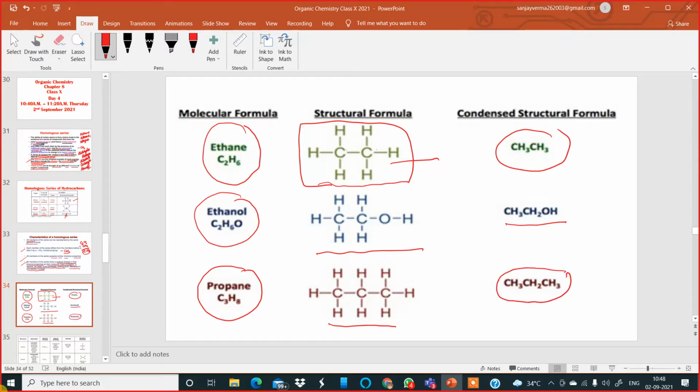So I want to make this point clear between molecular formula, structural formula, and condensed structural formula. Remember, while writing IUPAC names of organic compounds, it is advised that students always try to draw the structural formula, because from the structural formula it becomes very easy to write down the IUPAC names of organic compounds.